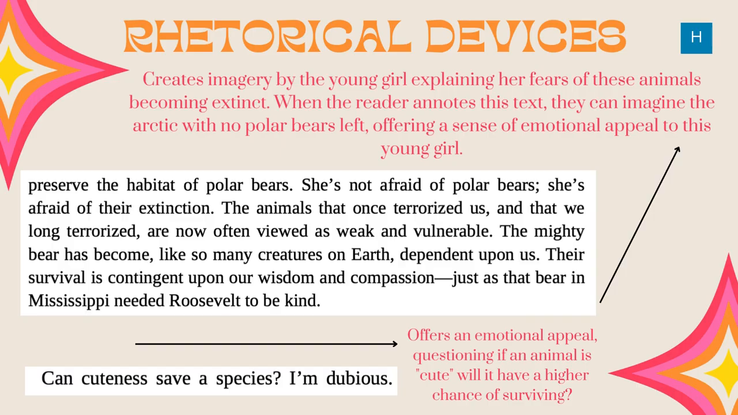So in this next excerpt, we can see that the reader annotates this text, and they can imagine that the Arctic with no polar bears left is offering a sense of an emotional appeal to this young girl, almost as if we can relate to her, almost as if we understand her pain, and we realize that when she's saying to her father, turn off the light, there's animals out there that are suffering because of this. It almost makes you want to go turn off your light, because she's just connecting to you on an emotional level with the words that she's using, especially at such a young age.